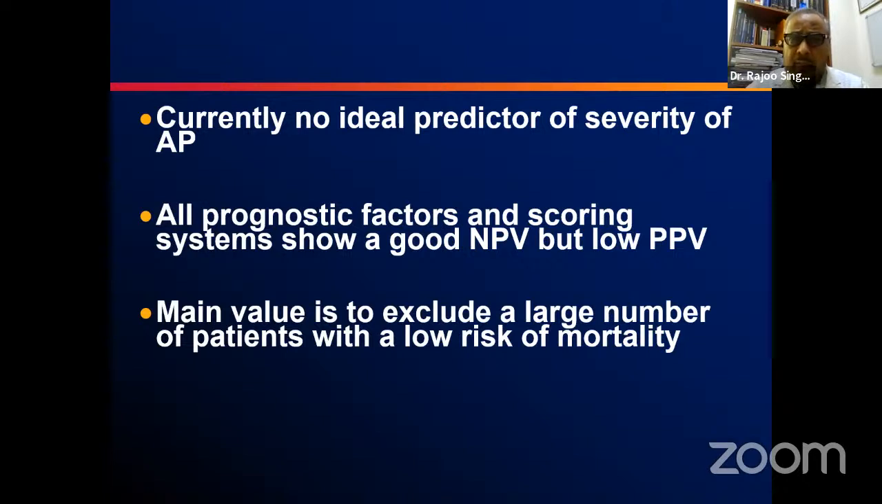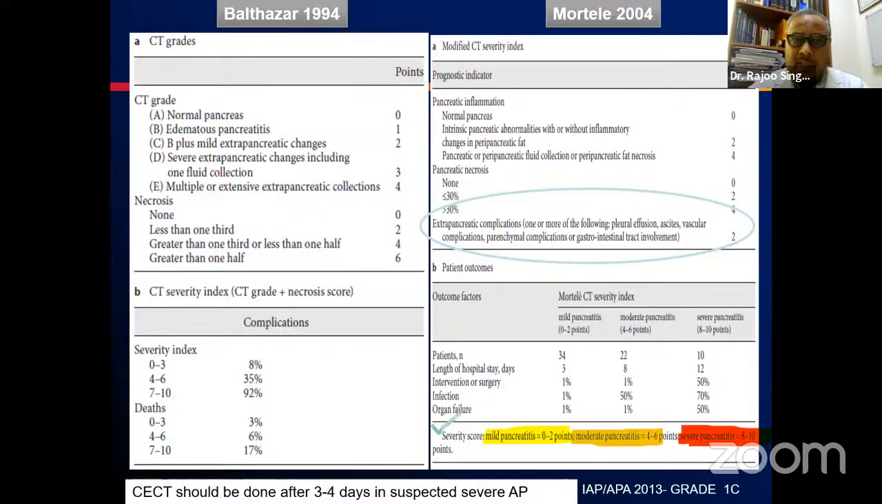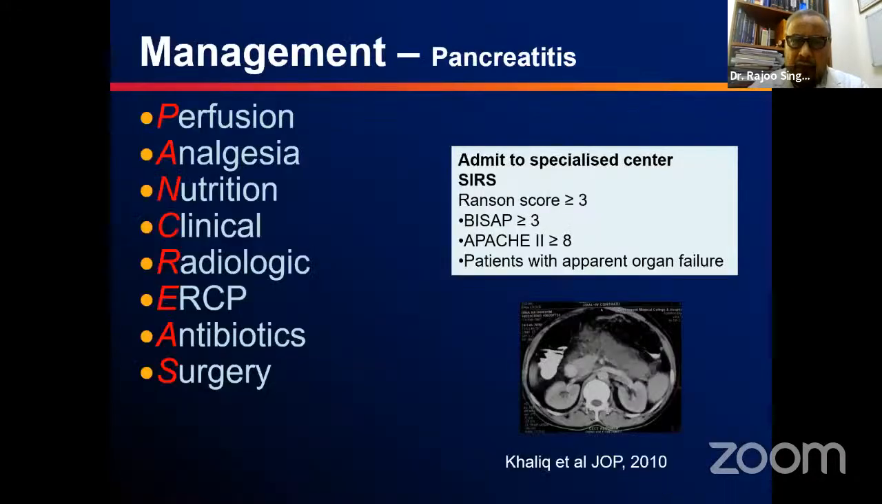Currently, no ideal predictor of severity is there. All prognostic factors and scoring systems show a good negative predictive value, but a low positive predictive value. Main value is to exclude a large number of patients with a low risk of mortality. So basically, that is the whole thing. Then you have CT scores of pancreatitis severity. Now we come down to management of acute pancreatitis.